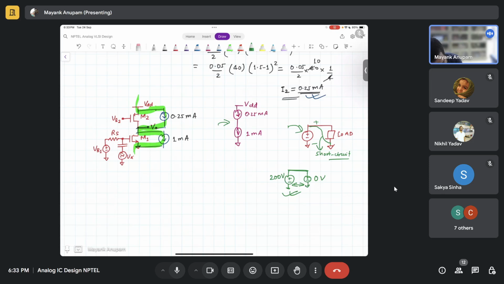Tell me what is going to happen now, since I have talked so much about voltage sources. What is going to happen when we connect two current sources with each other like this here? Yes, anyone, please?